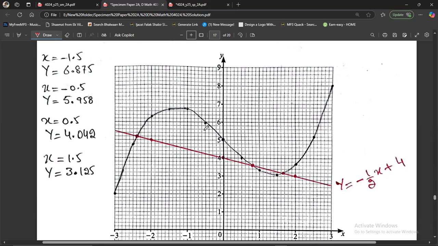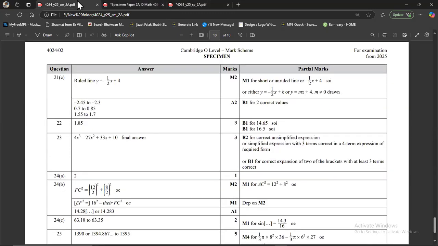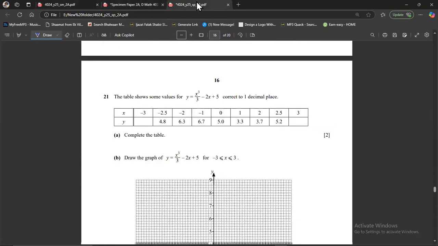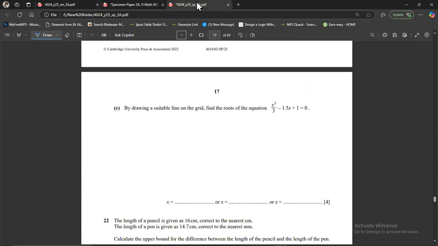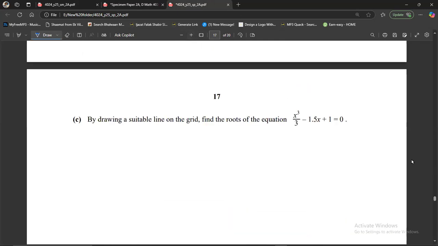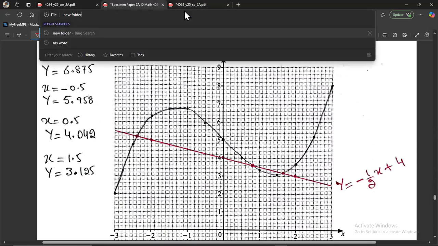Because here the graph is taking a turn. Here the graph is taking a turn. Hopefully you understand this. So here, question number 21B part. Okay, so we are done with this thing. This is a 4-mark question part that says, by drawing a suitable line on the grid, find the roots of the equation. Okay, roots means the solutions, and it's very simple.